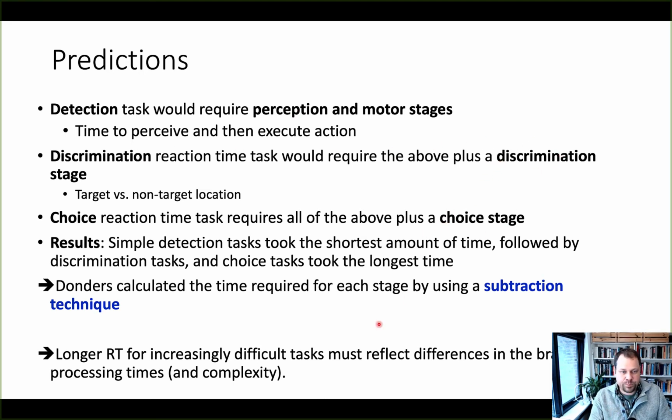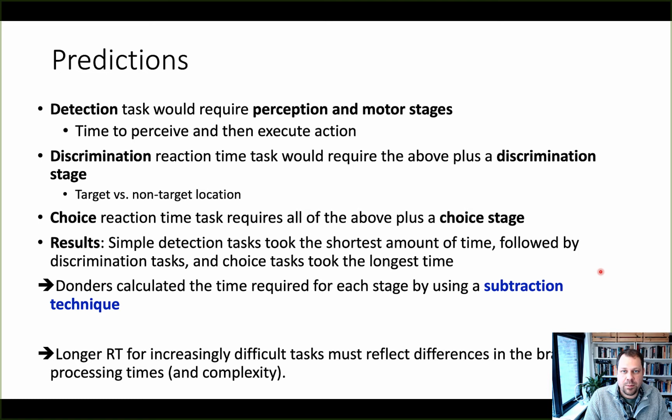So we can make inferences based on the reaction times about mental operations. And this is the part where mental chronometry comes in. Namely, that longer RTs for increasingly difficult tasks must reflect differences in the brain's processing times, but also differences in how complex a certain task is for the brain and what type of operations go into the computations that finally lead to the answer.